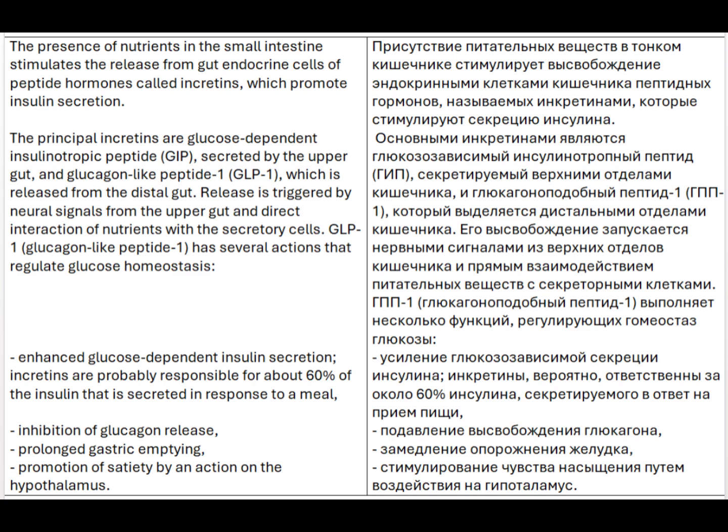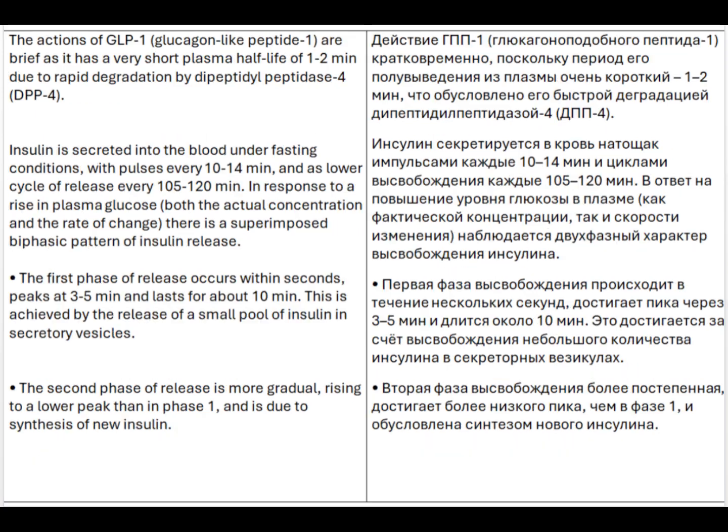GLP-1, glucagon-like peptide 1, has several actions that regulate glucose homeostasis: enhanced glucose-dependent insulin secretion (incretins are probably responsible for about 60% of the insulin that is secreted in response to a meal), inhibition of glucagon release, prolonged gastric emptying, and promotion of satiety by an action on the hypothalamus. The actions of GLP-1 are brief as it has a very short plasma half-life of 1 to 2 minutes due to rapid degradation by dipeptidyl peptidase 4, DPP4.